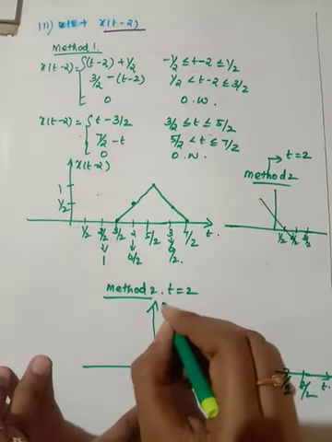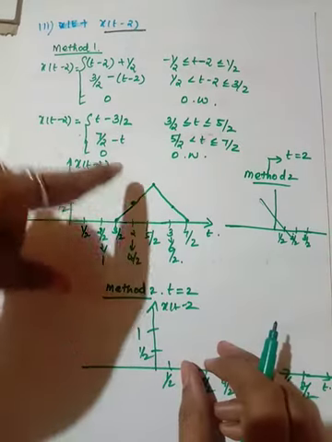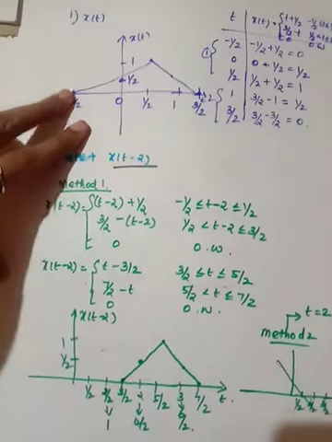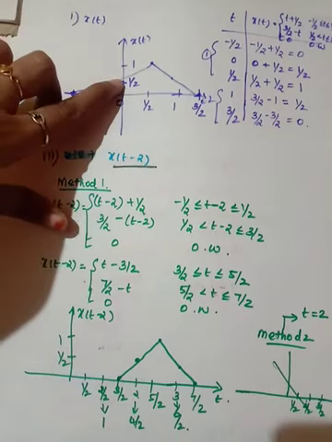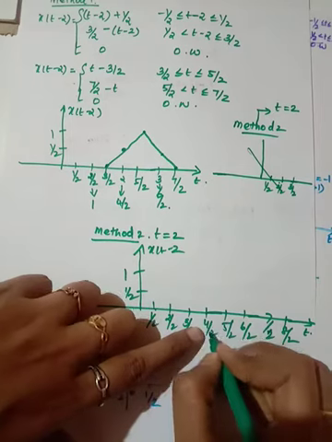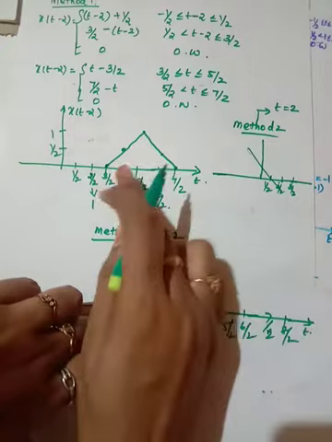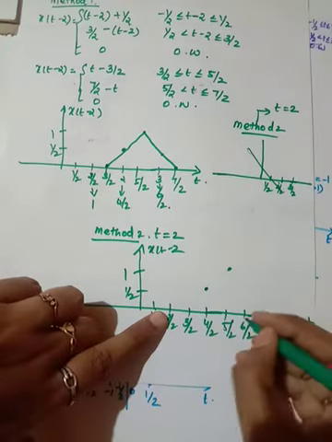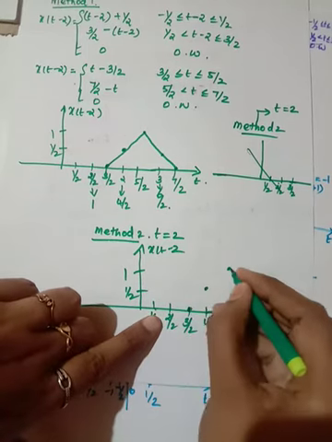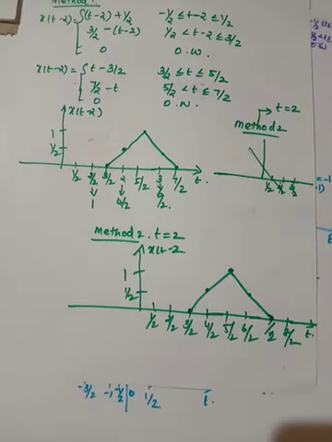Okay, now this is your x of t minus 2, so 1 by 2, here 1. According to the problem, this is your x of t, right? So according to the problem, this value should be present here at 2. So here this is 2, 4 by 2 is 2. Okay, so here I am having 1 by 2. What is the next value for this one? It is 1. What is the next value? It is 1 by 2, 7 by 2. Before the origin I am having 0. So here you will draw like this. So this is method 2.